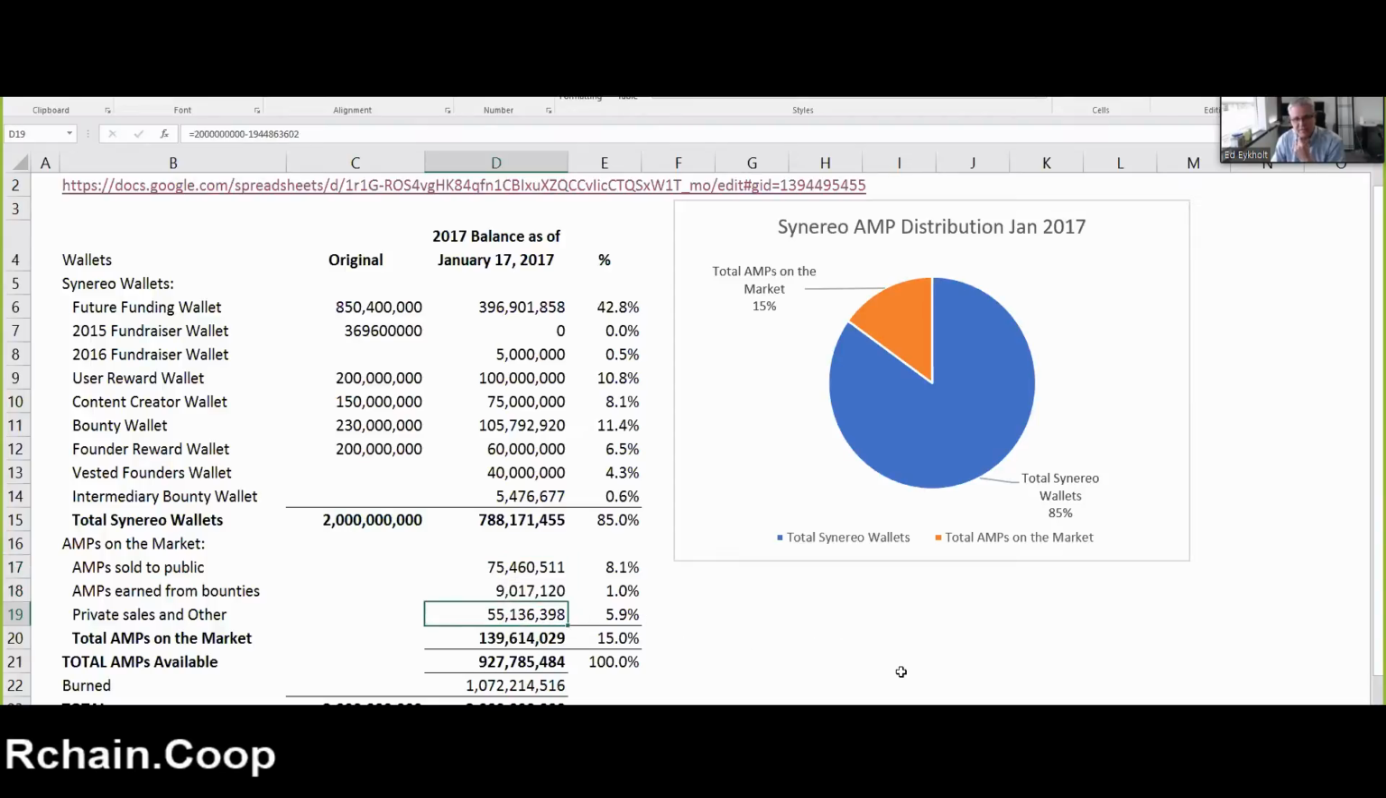But from my calculation, there were private sales and others, which may mean other bounties or other people being paid in AMPs. For example, iAngels was given AMPs, and various private equity firms that invested in Scenario were also given AMPs. So the important number here for comparisons on the ROC distribution is this 139,614,000, and that's roughly 15% of the AMPs that are available on the market. Any questions on this? This is my understanding, as of January, and I don't know what happened since, I'm just trusting this source here.